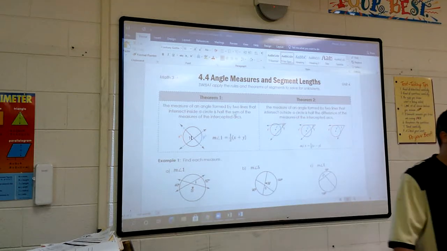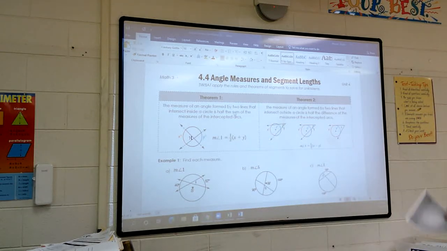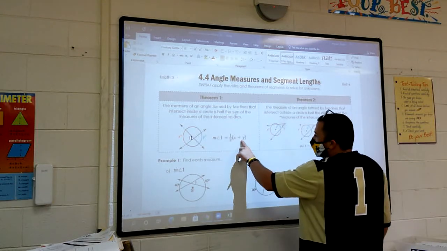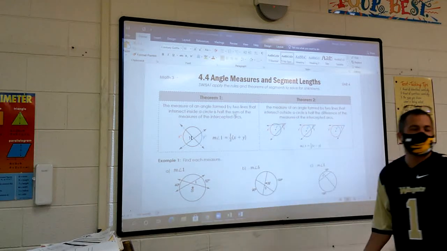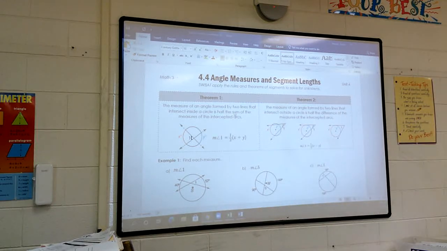So I can add those two arcs together and divide by 2. And that's what they're saying here. Add the two arcs together and multiply by 1/2. Same thing as adding the two arcs together and dividing by 2. So we're doing the same thing there.